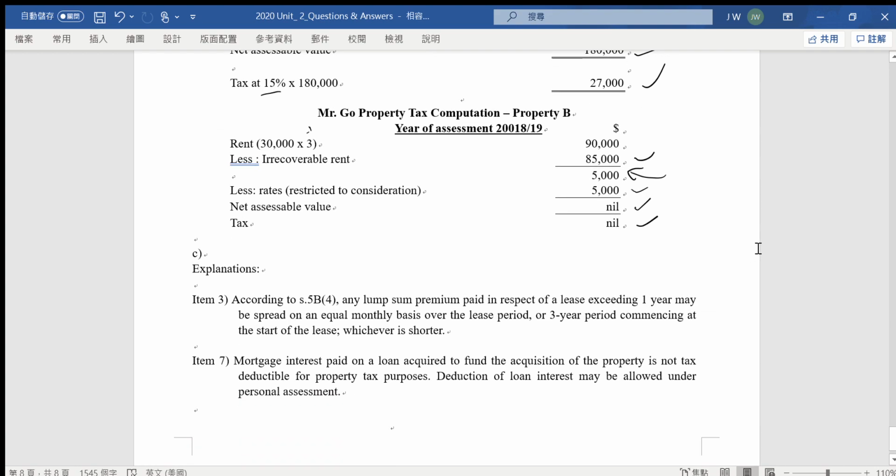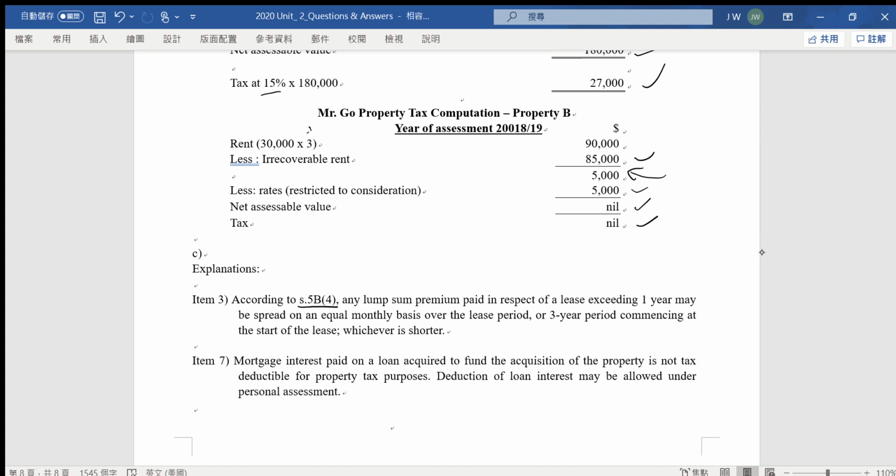And then you can cite the concerning section, and that is section 5(1B)(4). Any lump sum premium paid in respect of a lease existing 1 year or more may be spread on an equal monthly basis over the lease period, or a 3-year period commencing at the starting date, whichever is the shorter. That will be the tax treatment of the concerning premium, and you should give a clear explanation of that.